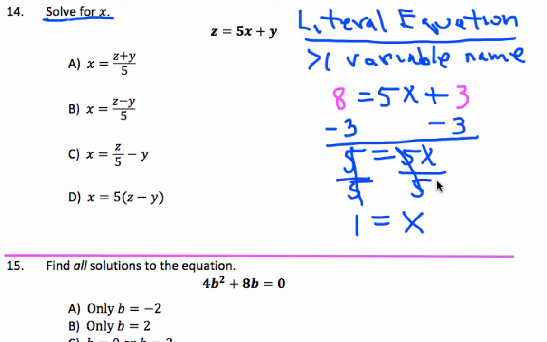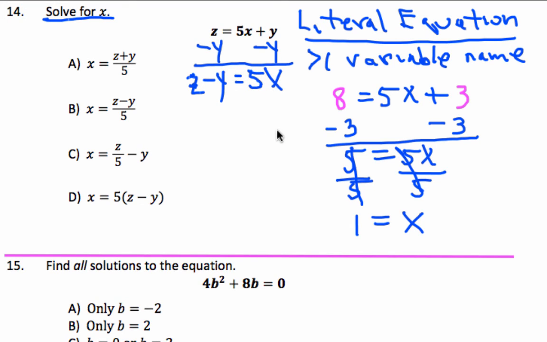1. So let's just do the same thing for our example. We see that the first thing we did was subtract the 3, but that's just the y. So let's subtract y from both sides. On the left side, we get z minus y. Now notice that z minus y, those two variable names cannot be combined because they're unlike terms. And on the right side, we get 5x.